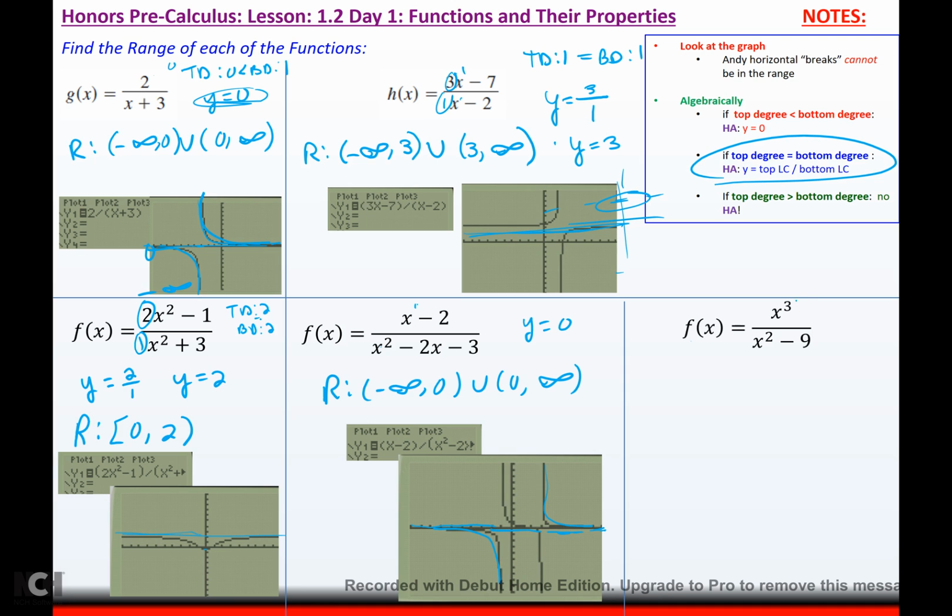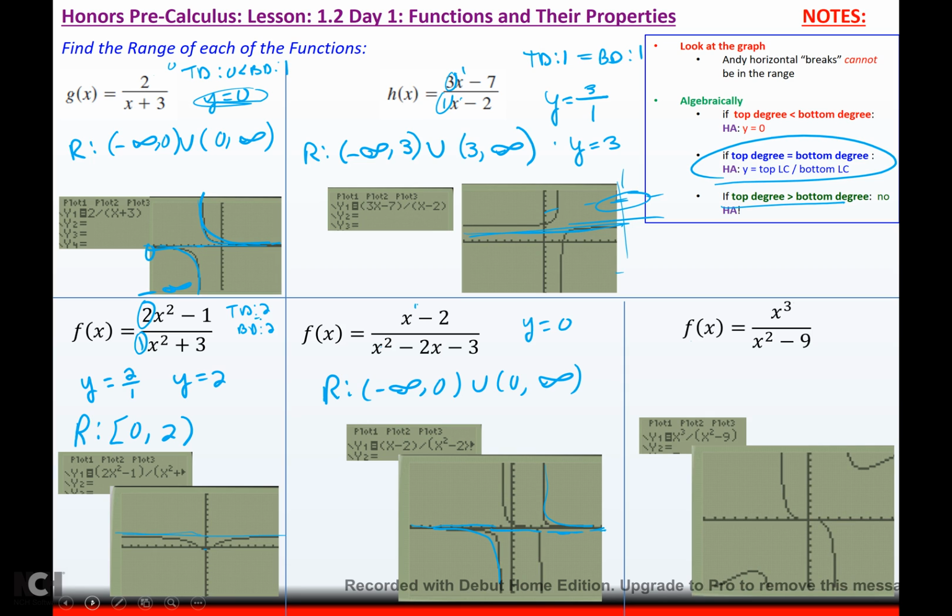And on this one, my top degree is bigger than my bottom degree, which means there's no horizontal asymptote, because there's actually going to be this slant asymptote in there. So basically what that means is I have graph everywhere from bottom to top. So my range here would be negative infinity to infinity.